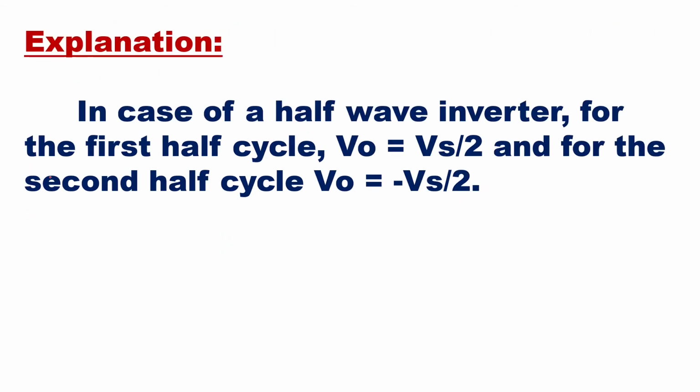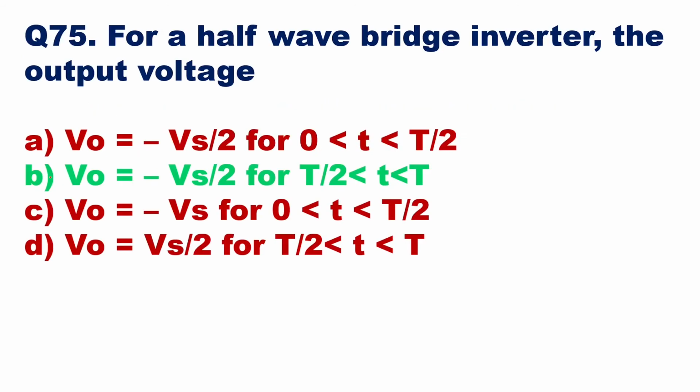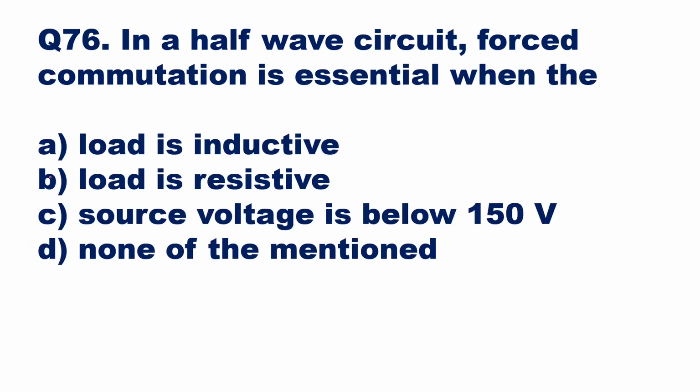So here in case of half wave inverter, for the first half cycle, V naught is equal to Vs by 2, and for the second half cycle, V naught is equal to minus Vs by 2. So here option B will be the right answer. V naught is equal to minus Vs by 2 for t by 2 less than t less than the full time period. Then we'll go to question number 76.